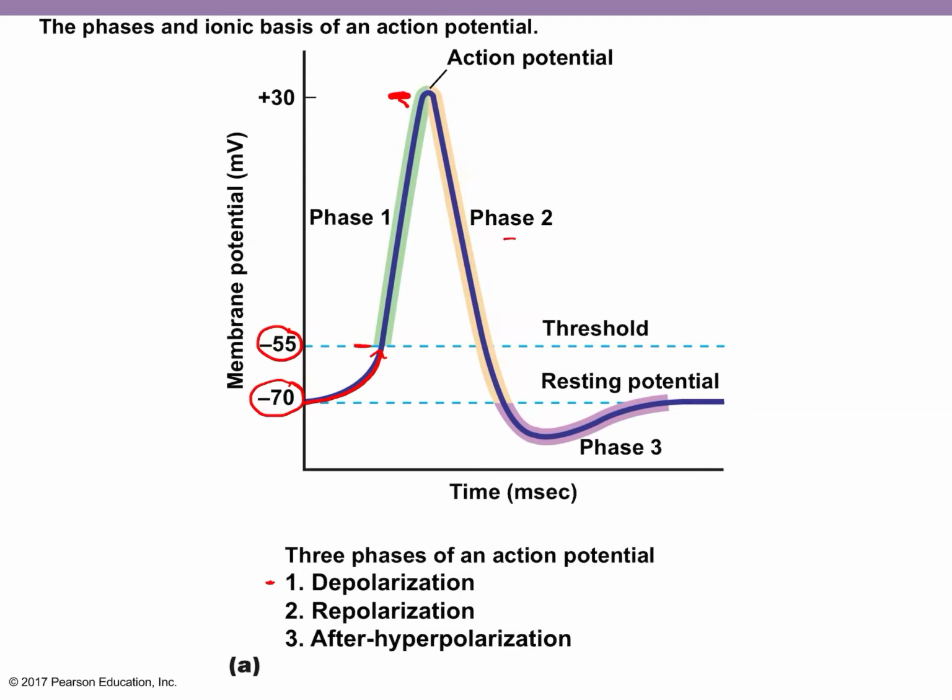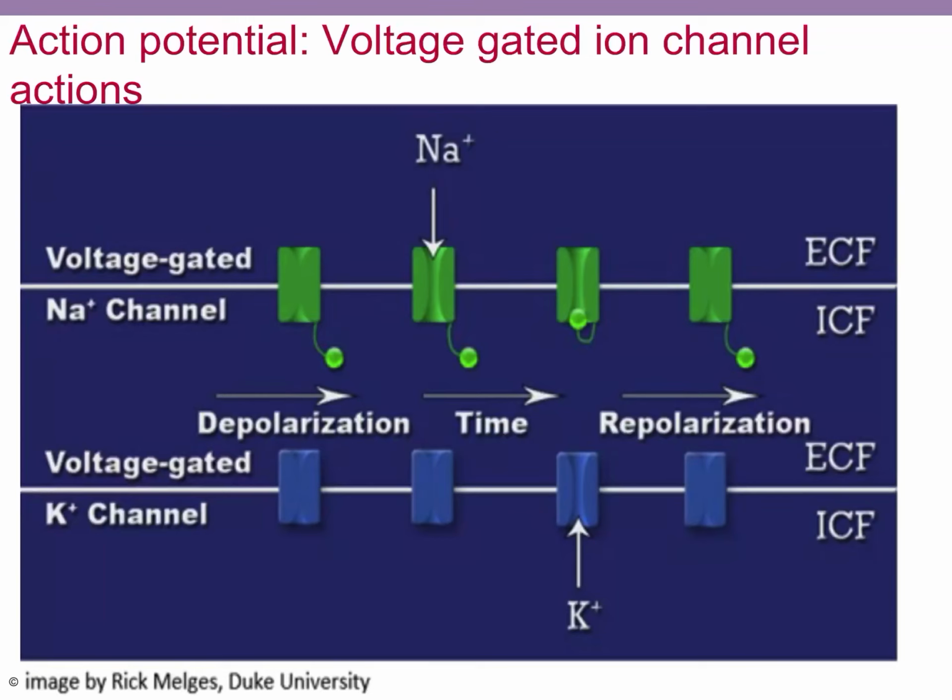Phase 2 is called repolarization. We go past threshold, go back down to resting potential, and then we actually dip below resting potential for a little bit. That's called the hyperpolarization region, or after-hyperpolarization. And then eventually we go back to resting potential. So let's take a look at what's going on in terms of the channels that are opening and closing.